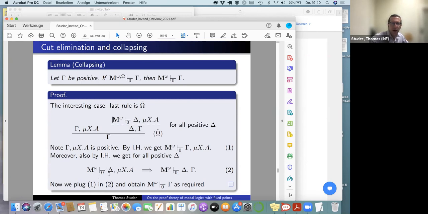So that means if for all positive delta we have this assumption here, we can derive delta gamma, then by the induction hypothesis, we know this also is cut-free and without the big omega rule. Now it's easy, we just plug in this for this. So basically, we use this gamma from this side here as delta, and we have a derivation of gamma. And by the induction hypothesis, this is cut-free and does not use the big omega rule. So this is the technique called collapsing that comes in.